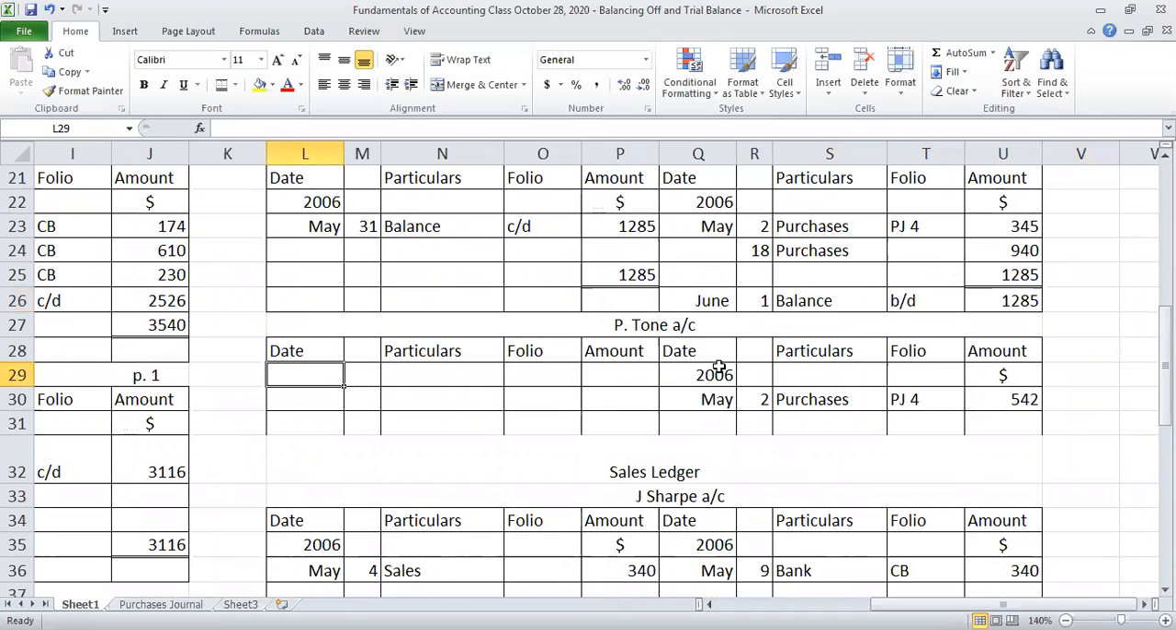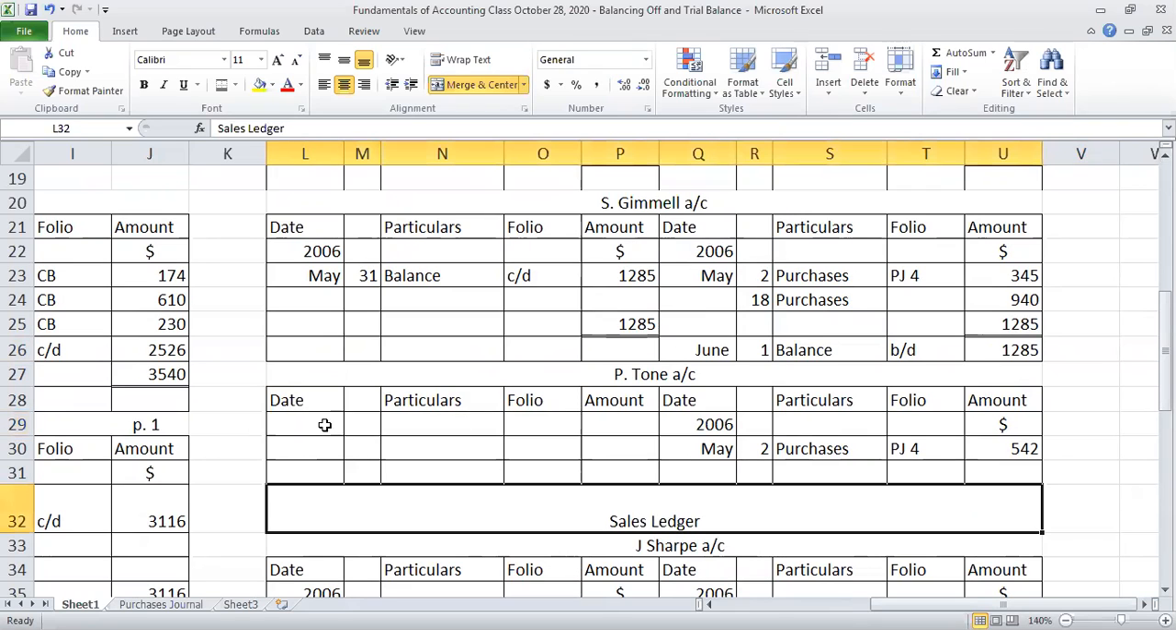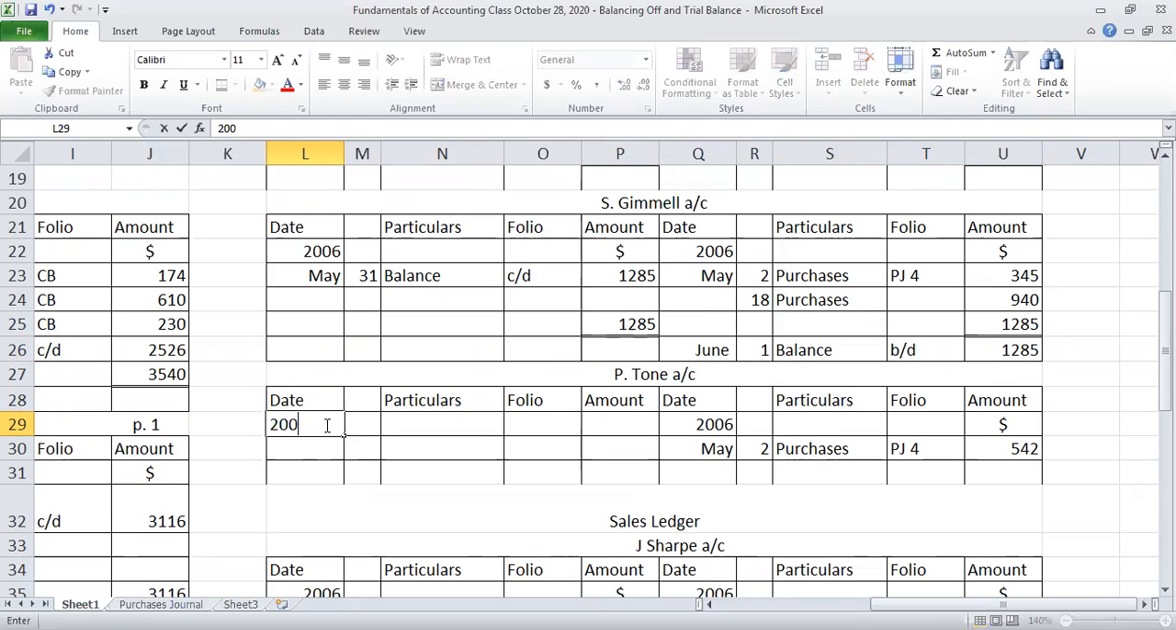All right, that's it for SGML. SGML now has a credit balance of 1,285. P2 now, so you're going to have May 31st, 2006. In this case, there's only one entry in this account, so I simply write balance CD and put in the figure that is on this side, which is 542. Now simply draw your double line.